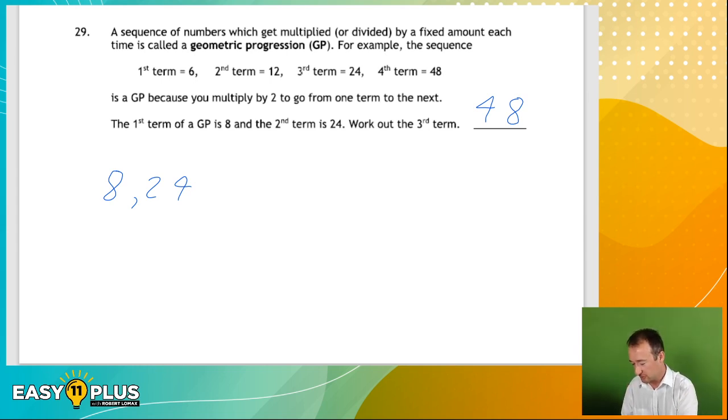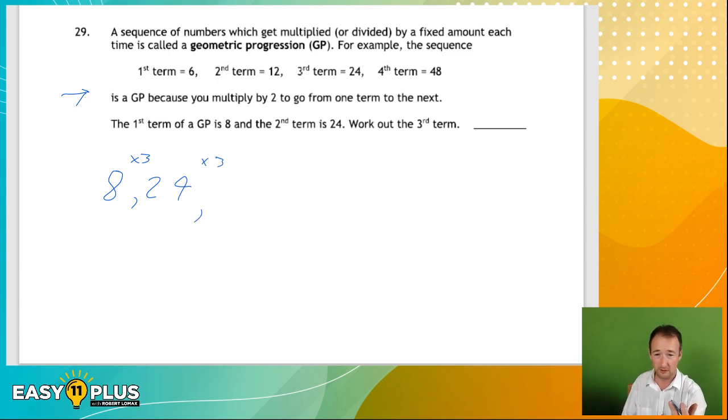Absolutely not. Just because the example up here involved multiplying by 2 each time does not mean that each part of the question is going to involve multiplying by 2. It's going to involve multiplying by something each time, but there's no reason to think that it's going to be 2. And in fact, to get from 8 to 24, you should know your times tables. Perhaps you saw my tip of the week in last week's lesson. To get from 8 to 24, of course, we are timesing by 3. 8, 16, 24.